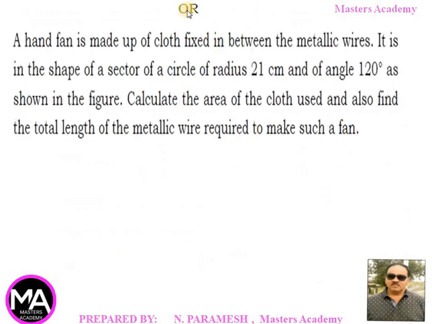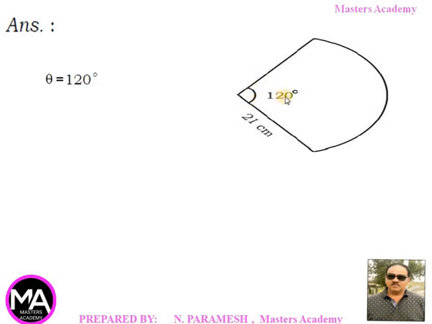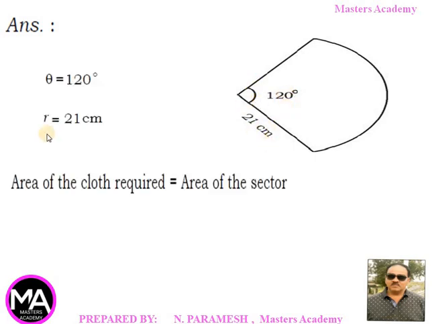region. Question: a hand fan is made up of cloth fixed in between two metallic wires. It is in the shape of a sector of a circle of radius 21 centimeter and of an angle 120 degree as shown in the figure. Calculate the area of the cloth used and also find the total length of the metallic wire required to make such a fan. Answer. Inclination is 120 degree, theta is 120 degree, radius is 21 centimeter.